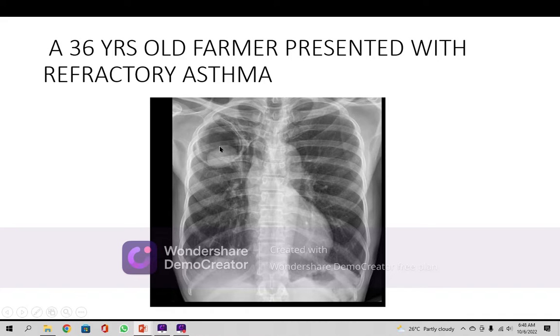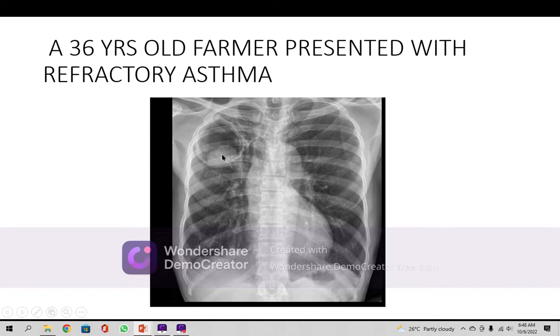The first diagnosis, from the radiological sign, is aspergilloma. You have to confirm it by the blood CBC and differential and the absolute eosinophil count, which should be more than 1500. If it is, then most probably it is aspergilloma.